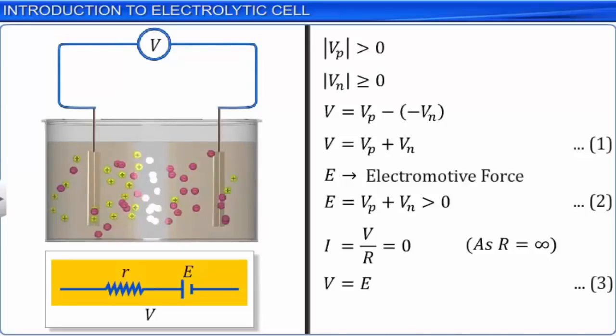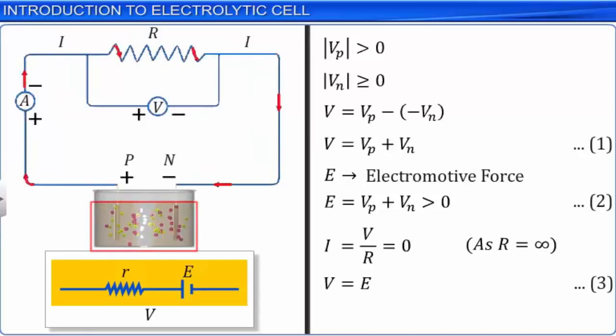Let us now return to the original circuit consisting of a resistor with a finite resistance.